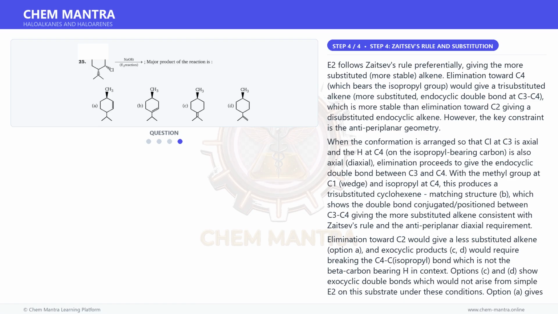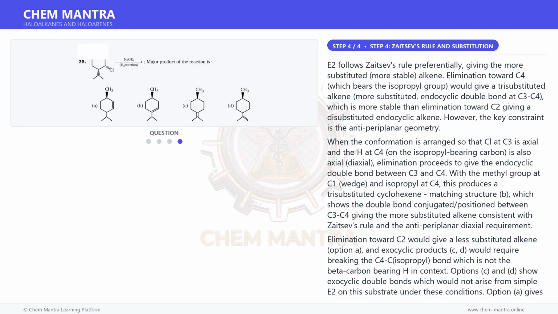require breaking the C4, C, isopropyl, bond which is not the beta carbon bearing H in context. Options C and D show exocyclic double bonds which would not arise from simple E2 on this substrate under these conditions. Option A gives the less substituted product.